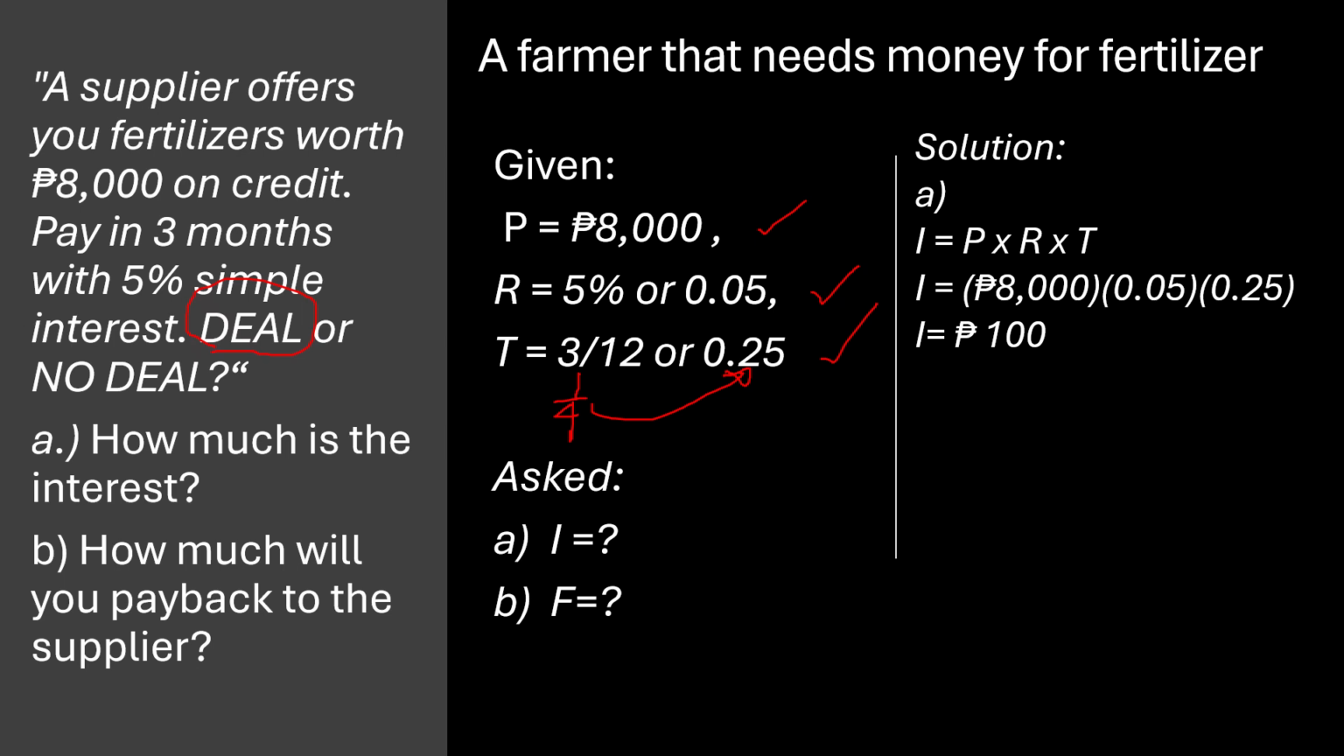To answer our second problem for the future value, let us utilize this formula. F is equal to the principal plus interest. Substituting the values, we have here 8,000 pesos plus 100 pesos. So the future value for this problem is 8,100 pesos only.